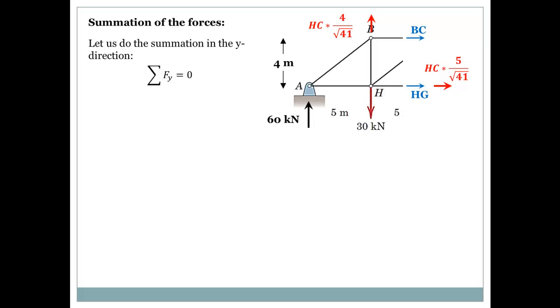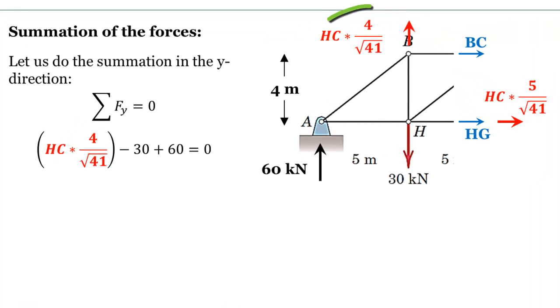Summation of the forces in the Y: I will have HC multiplied by 4 over the square root of 41, minus 30 plus 60, that should equal 0, and if I solve for HC, I will have a positive 48 kilonewtons. That means it's in tension. I'm done. But let's double check our number.